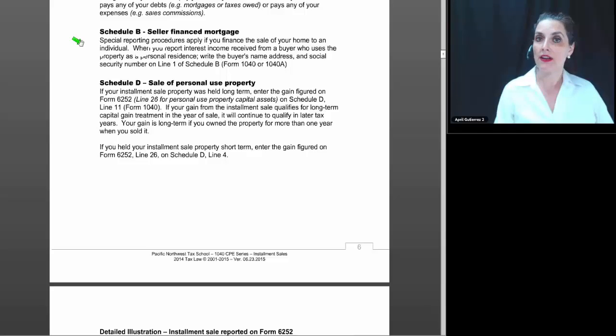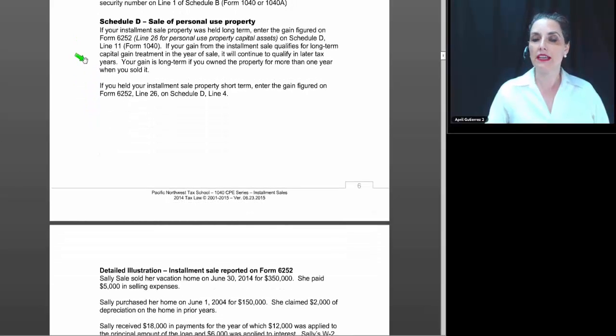And in turn, that buyer, when they file their return, is going to complete Schedule A, and on Schedule A they're going to put your name, address, and Social Security number so that the IRS can tie those 2 amounts together: the interest that you're reporting versus the deduction that the new owner of the home is claiming. Next, let's move on to take a look at Schedule D.